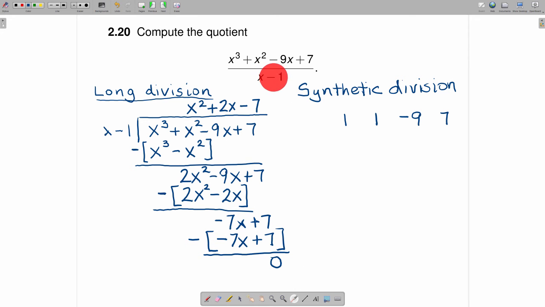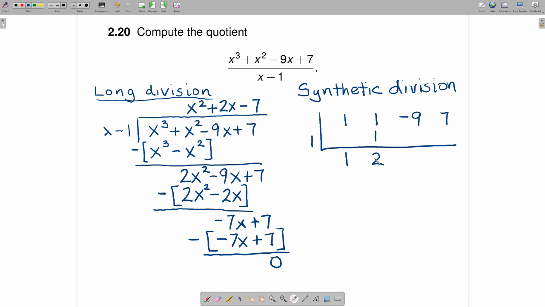The next step is to take the denominator, which is x minus 1, and write a 1 over here. Most people draw a line in this fashion. So what we're going to do in synthetic division is simply drop this number 1 down. That's the first step. Then what we do is we multiply 1 times 1, and that gives us a 1, which goes right here. And then what you do is add. 1 plus 1 is equal to 2.